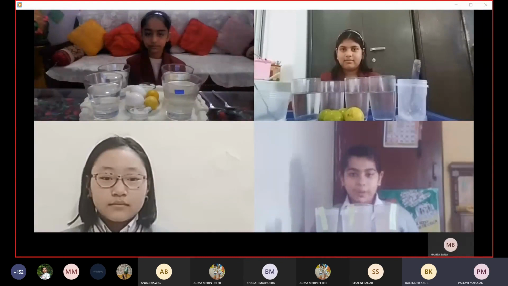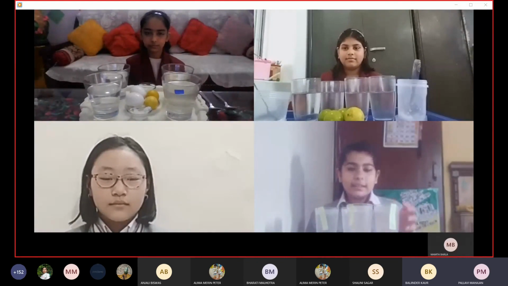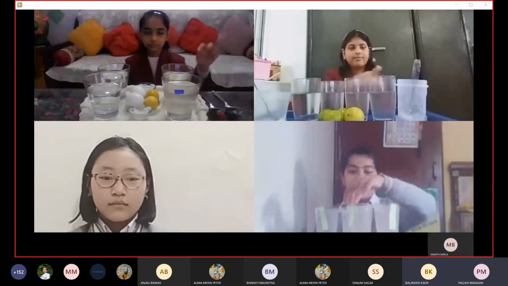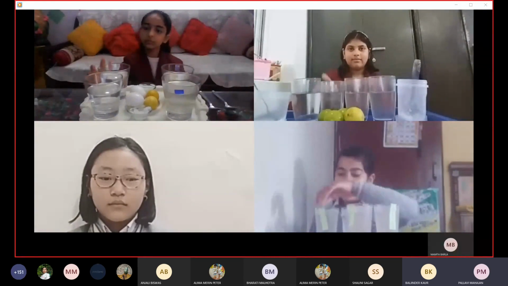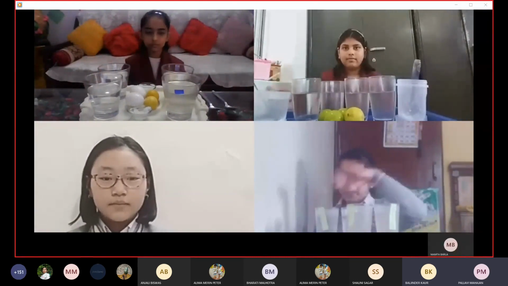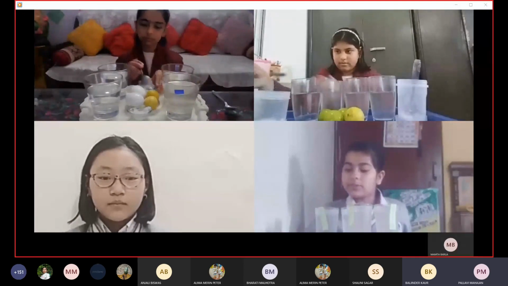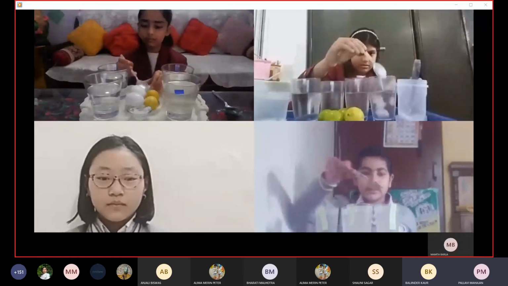Now, let me show you what we need to do. Fill the glasses 3/4 with water. Label all the glasses 1, 2, 3 and 4. Add 1 tablespoon of salt and 1 tablespoon of sugar to the first 2 glasses.